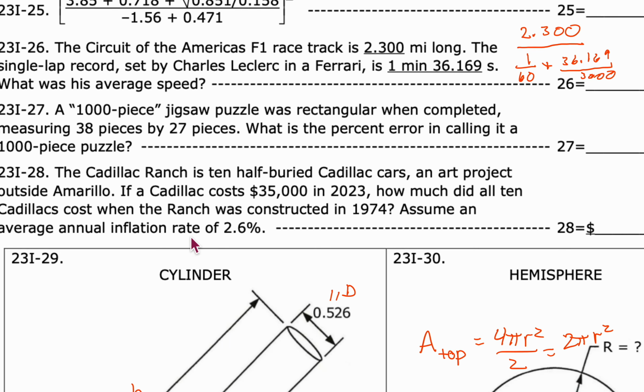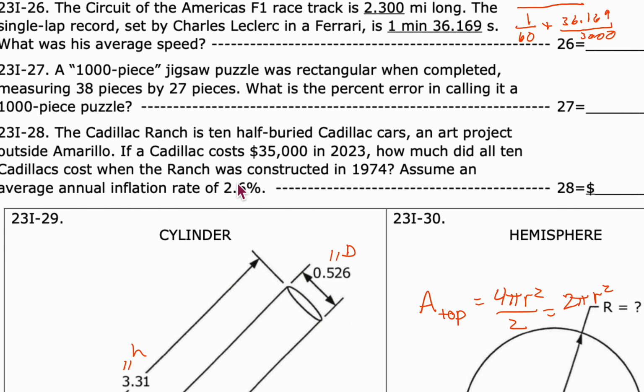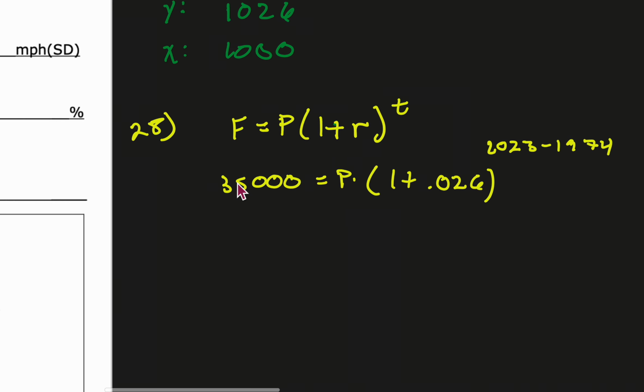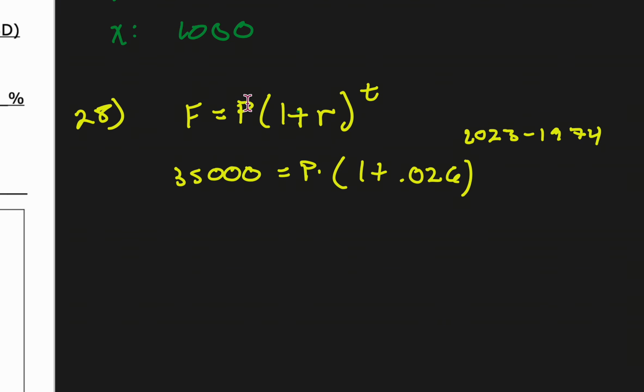Let's look at number 28. The Cadillac Ranch is 10 half-buried Cadillac cars in an art project outside Amarillo. If a Cadillac cost $35,000 in 2023, how much did all 10 Cadillacs cost when the ranch was constructed in 1974? And they want us to assume an annual inflation rate of 2.6%. Okay, so whenever we're dealing with money accumulating value over time, we start out with a principal, and it's going to be applied at some rate for some amount of time. That's going to give us a future value.